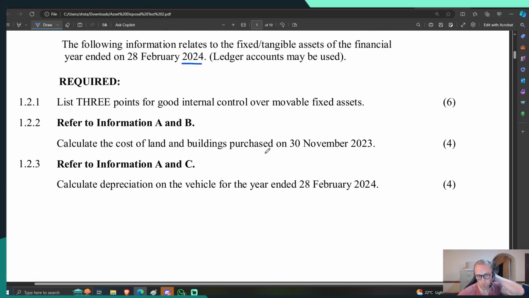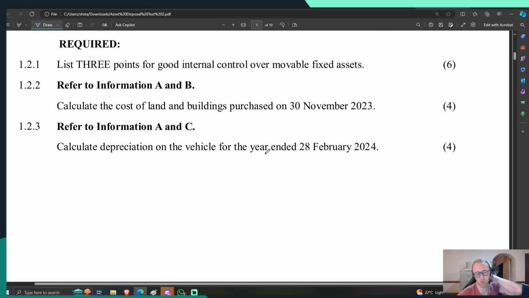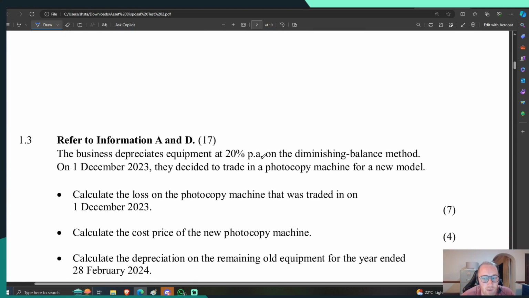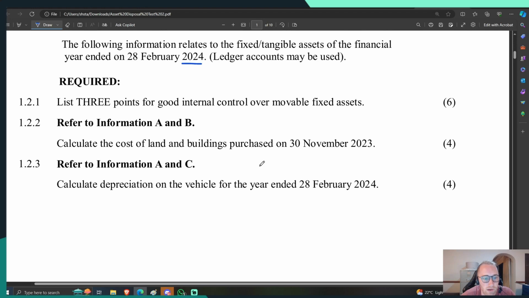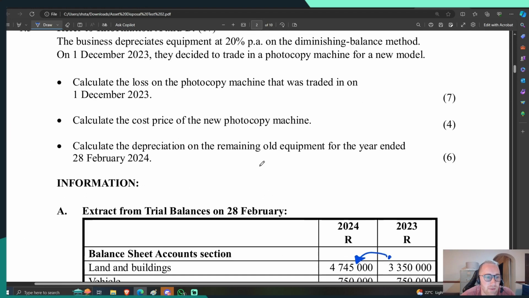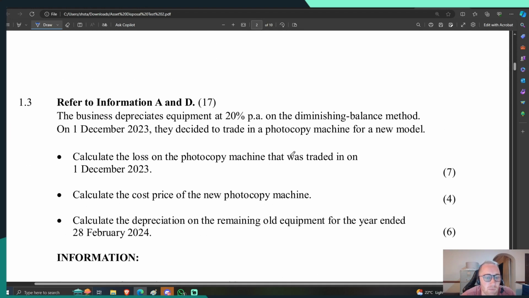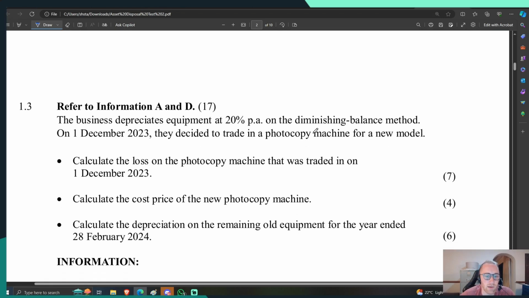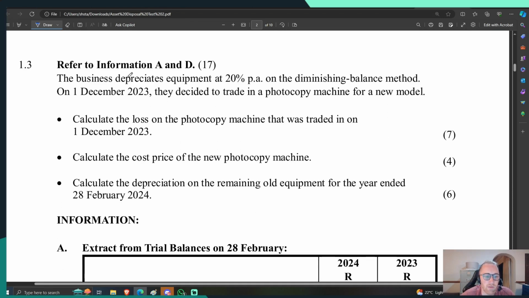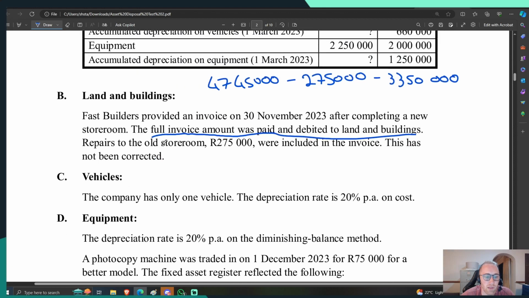So we did 1.1.1, 1.1.2, 1.2.1, 1.2.2, 1.2.3. Calculate depreciation on the vehicle for the year ended 28th of February 2024. So let's look at our information about, what was it? Vehicles, right? Yeah, vehicles. This is depreciation stuff. Land and Buildings, vehicles, there you go.